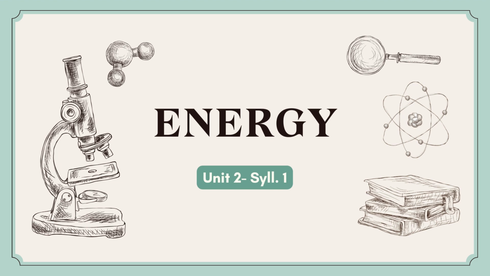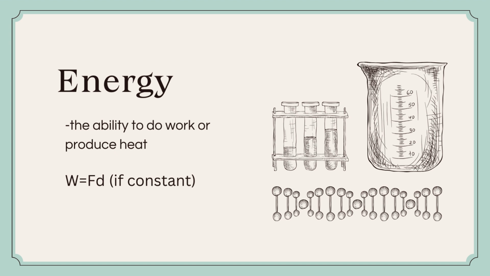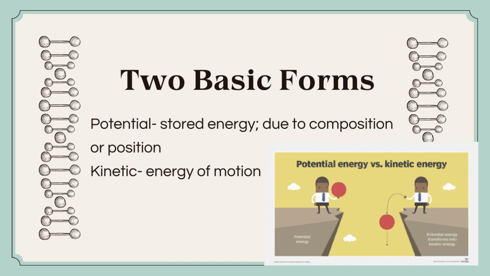So energy is the ability to do work or produce heat. Work is defined as force times distance if that force is constant, meaning there's no outside friction working on it. There are two basic forms of energy. It includes potential energy and kinetic energy.